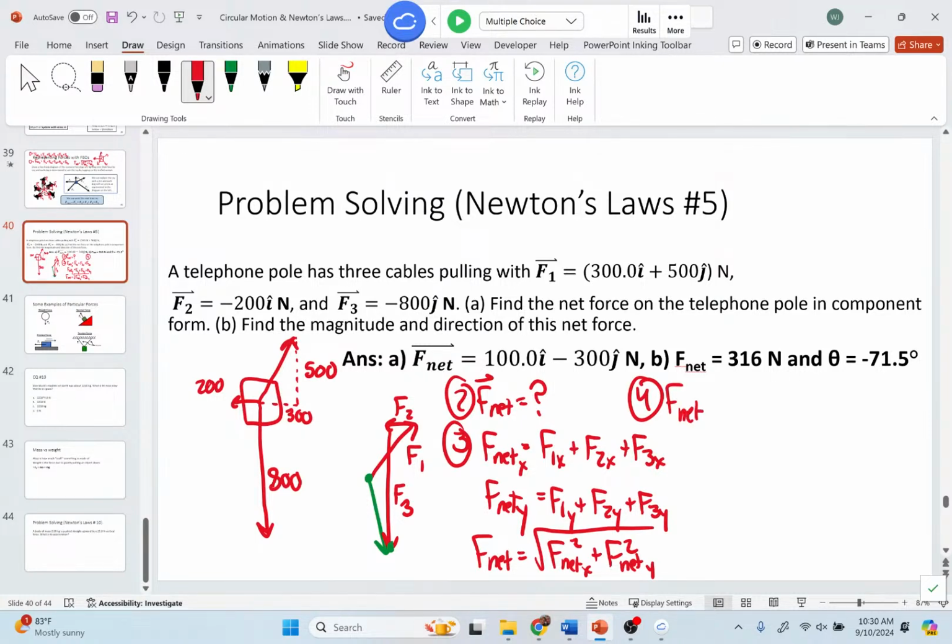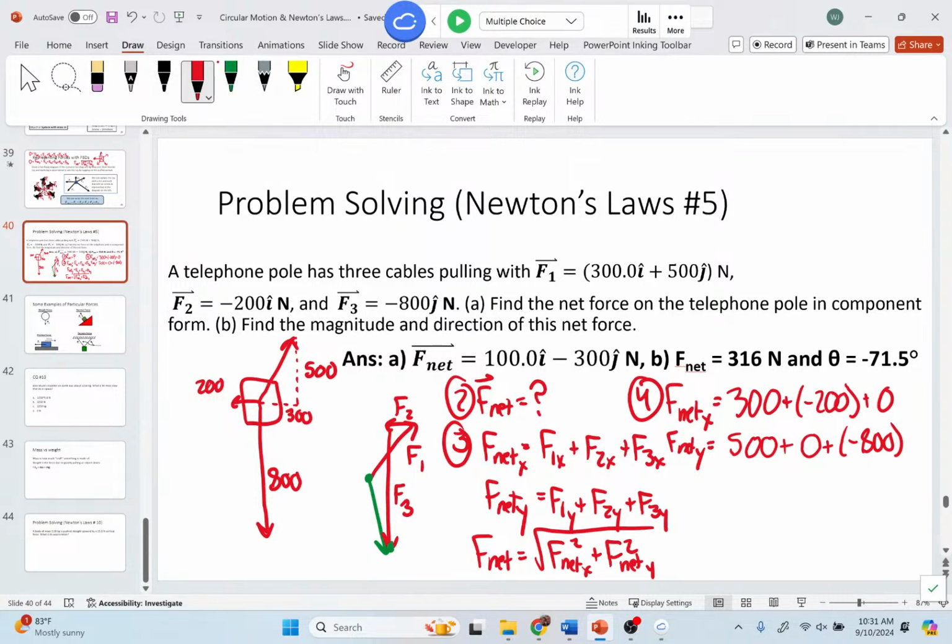So F net in the x direction is going to be 300 plus negative 200 plus 0. And then F net in the y is going to be 500 plus 0 plus negative 800. And you get the numbers and, look at that. 300 plus negative 200 is 100. 500 plus negative 800 is negative 300. You do the square root stuff and you get that.